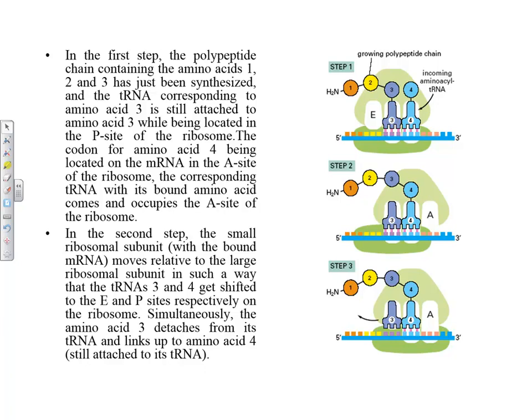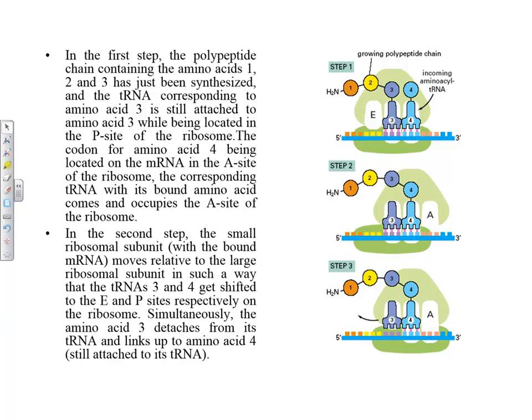So you're starting with this situation. 3 is bound to the P region, the anticodon in the P region, and then the next transfer RNA is going to come and bind here, where this anticodon is going to match whatever codon is in there. Okay, it's pairing with this.